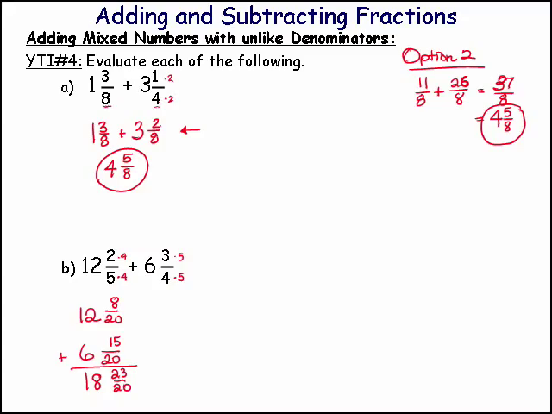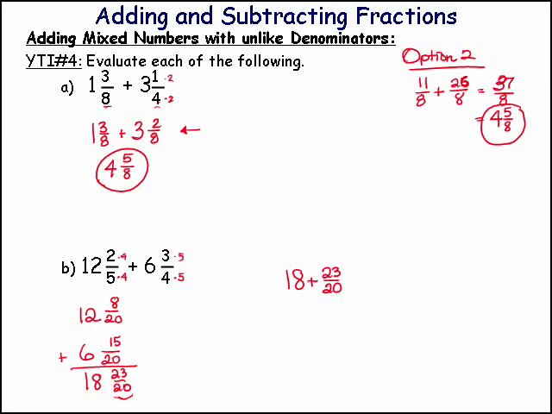You go, my goodness, 23 over 20, that's an improper fraction. You can't have an improper fraction as an answer in a mixed number like this. This fraction right here needs to be a proper fraction at all times in a mixed number. So what does this mean? Well, this is really 18 plus 23 over 20.